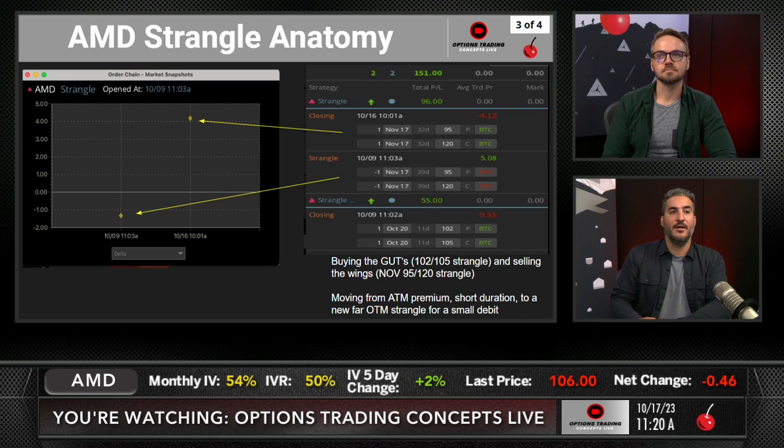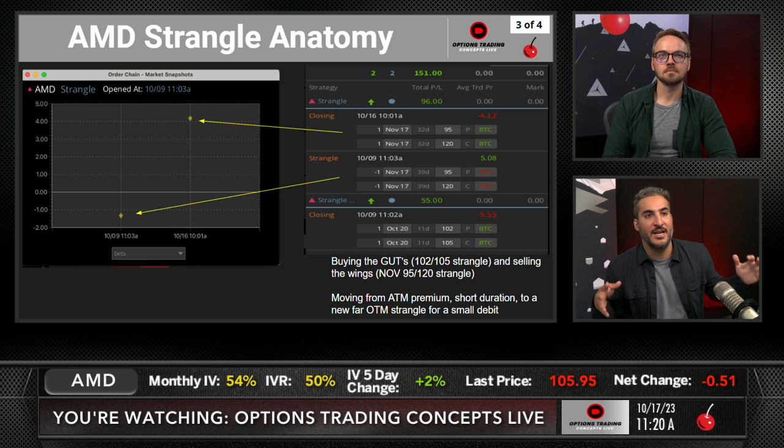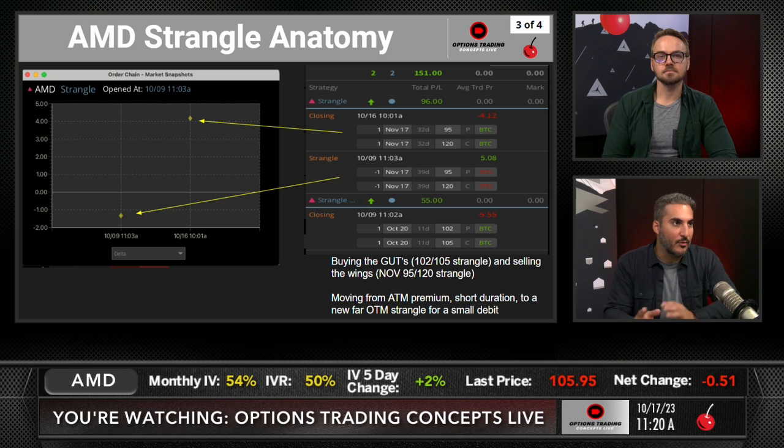So here, the position on the bottom, the 102, 105, that's the guts trade, right? So when Tom says buying the guts, selling the wings, that is the guts part of the position. It's an at the money position. The stock is trading somewhere around 103 or 104, whatever the case may be. It's right at the money.